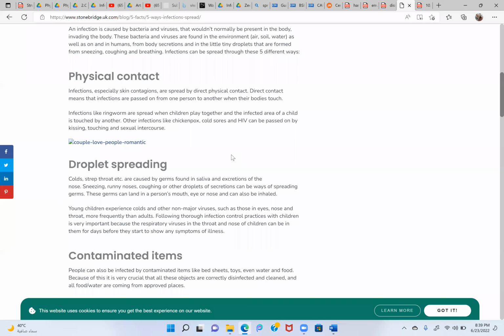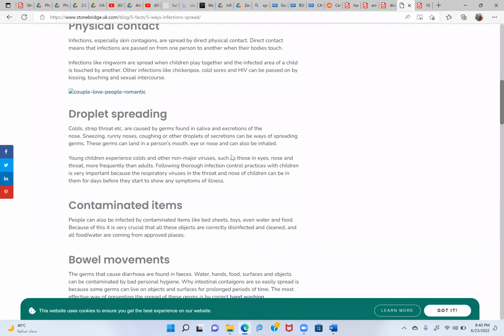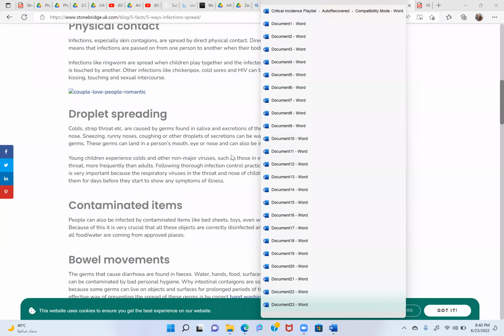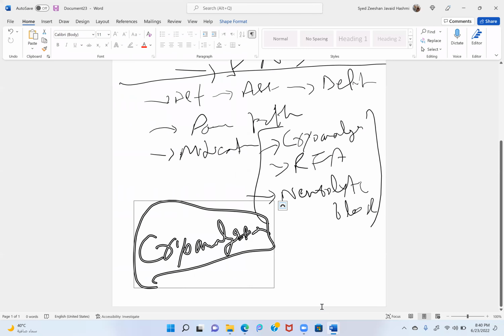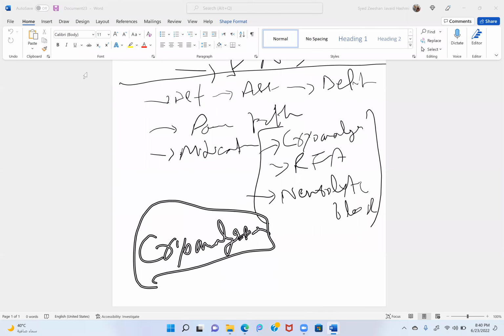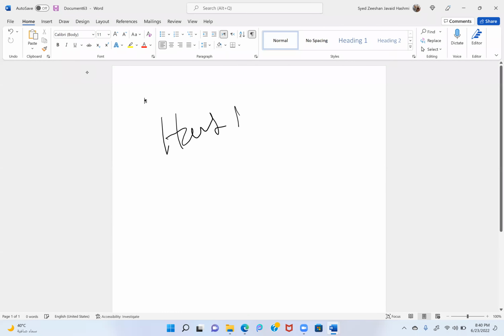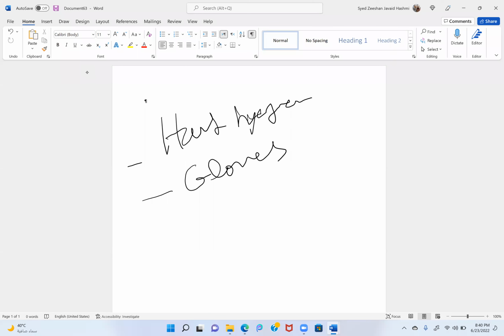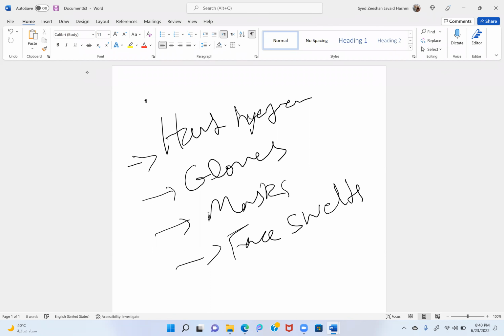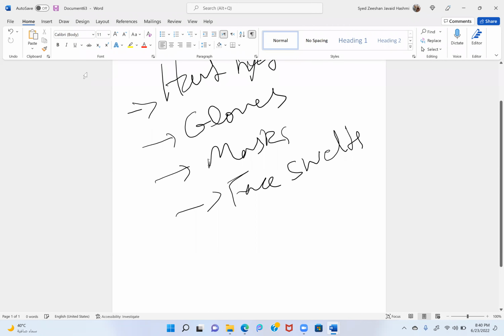So what are the simple ways to prevent them? How can we prevent? Number one, barrier methods and hygiene. The first thing is hand hygiene. Then barrier methods: gloves, masks, face shields, personal protective equipment, all kinds.